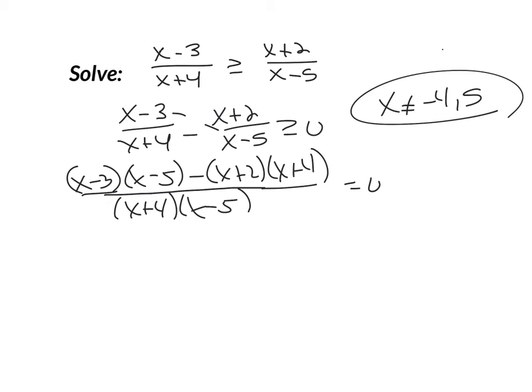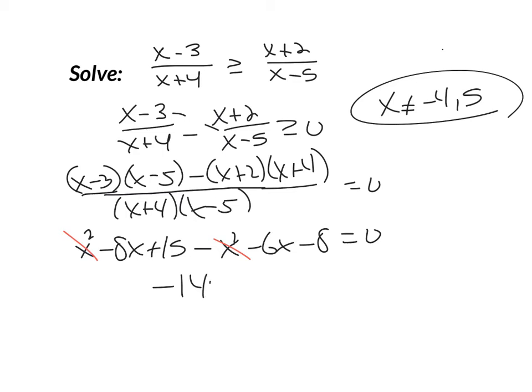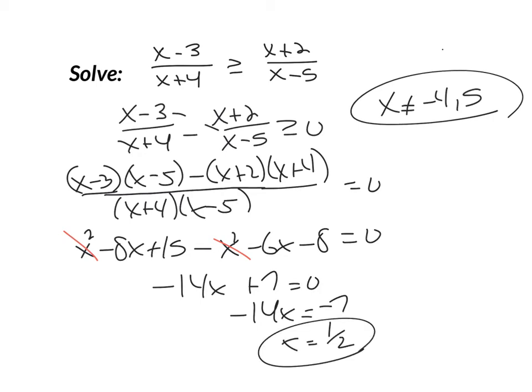So I'm going to multiply the numerators out, x squared minus 8x plus 15. Then I have minus x squared minus 6x minus 8 equals 0. Now the cool thing here is the x squareds cancel. I get a negative 14x and a plus 7 equals 0. So negative 14x is negative 7, so x is 1/2. That would be the solution to my equation.